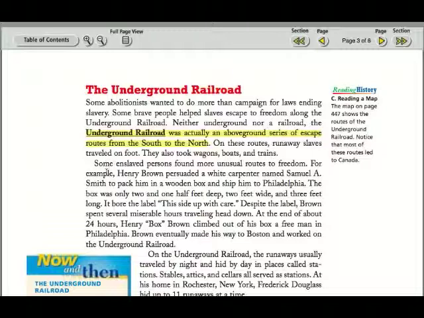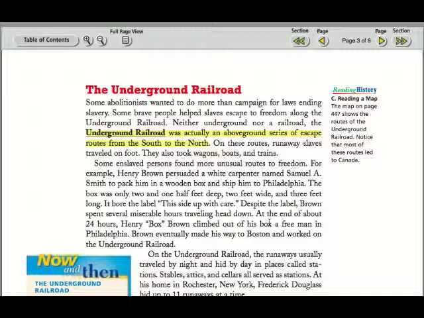Some enslaved persons found more unusual routes to freedom. For example, Henry Brown persuaded a white carpenter named Samuel A. Smith to pack him into a wooden box and ship him to Philadelphia. The box was only 2.5 feet deep, 2 feet wide, and 3 feet long. It bore the label, "This side up with care."